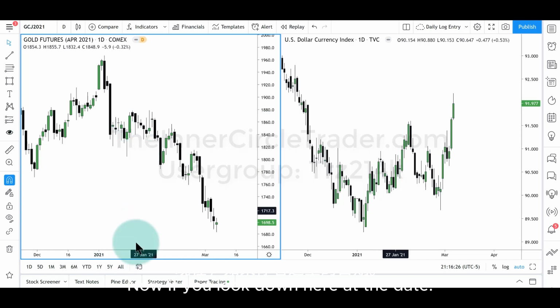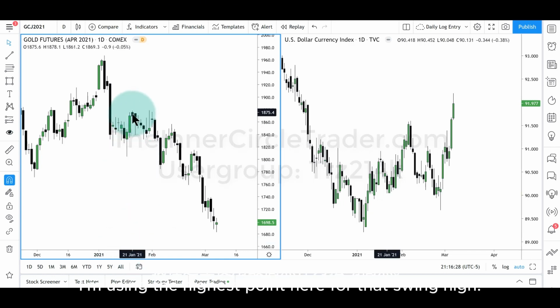Now, if you look down here at the date, I'm using the highest point here for that swing high. It's saying that it's the 21st of January. So that means there's going to be this factor of day before, day of, or day after. It's just the way it is. It's not always a mirror image in gold to dollar. Sometimes there's a little bit of a head start in gold. Sometimes gold lags a little bit. But by and large, there's usually this balancing act between the two. One goes up, the other goes down, vice versa.